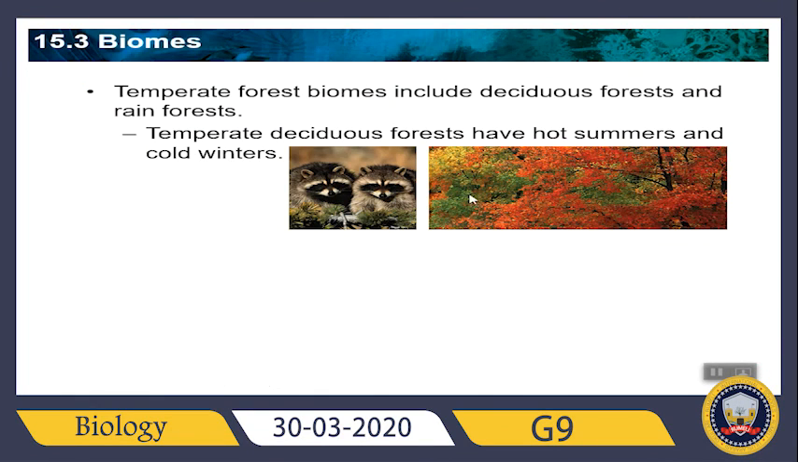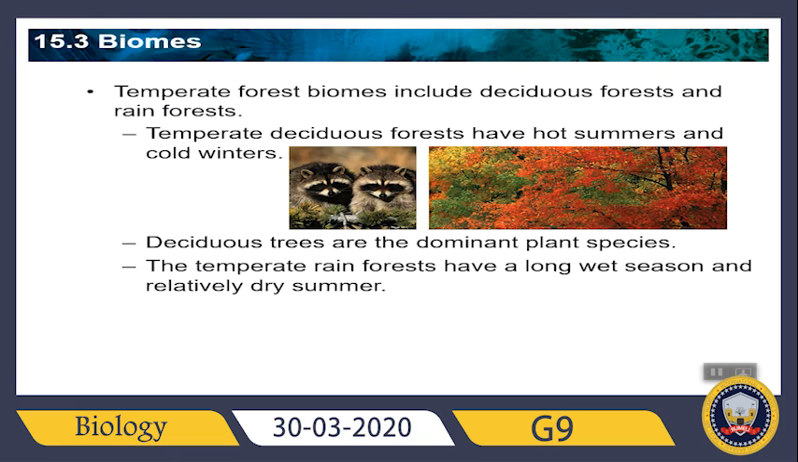Now, deciduous trees, this biome is characterized by 4 full seasons. You can find autumn, spring, you can find winter and summer. So deciduous trees are the dominant plant species. Temperate rainforests have a long wet season and relatively dry summer. Relatively, it means like it's temperate, it's in the middle.